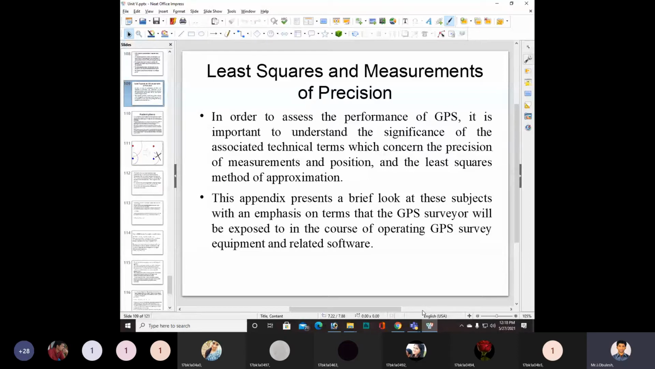This presents a brief look at these subjects with an emphasis on terms that the GPS surveyor will be exposed to in the course of operating GPS survey equipment and related software.